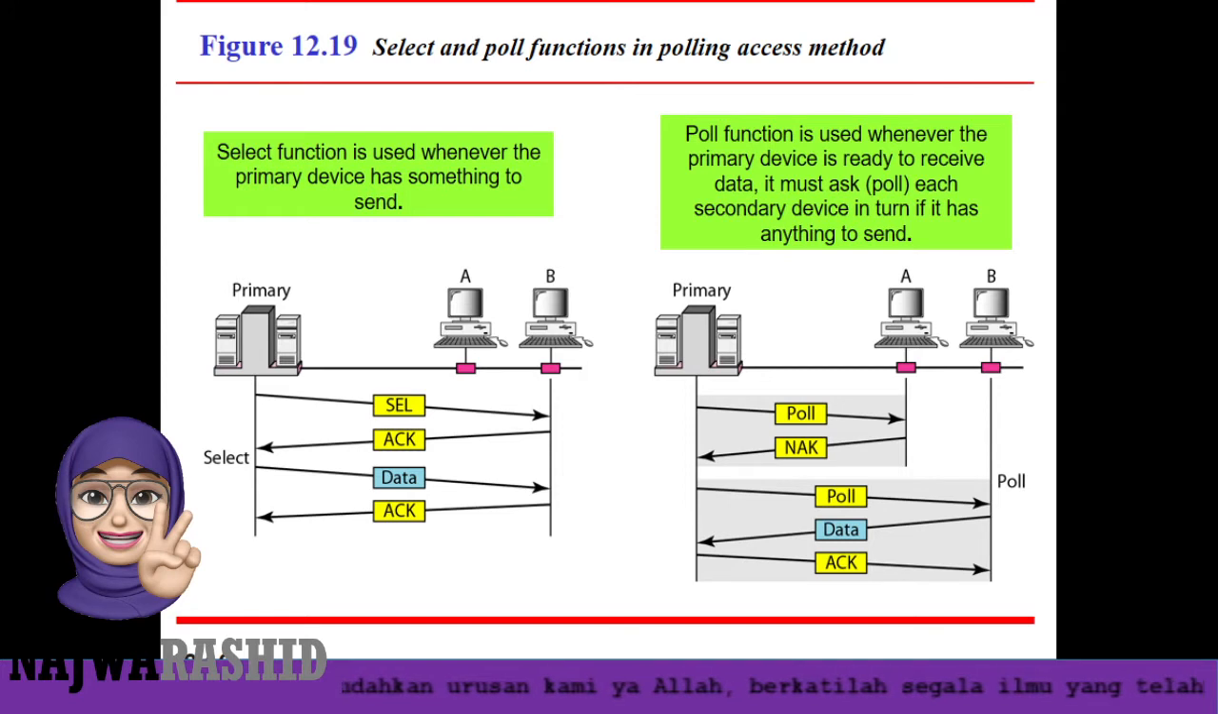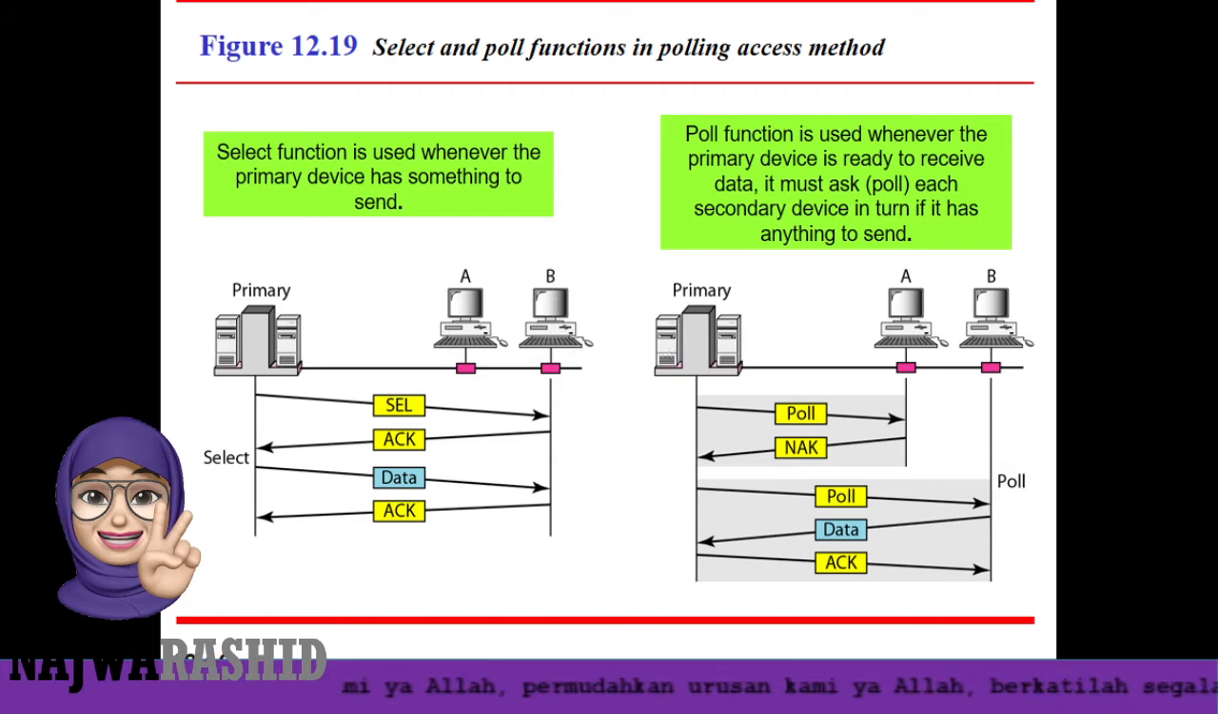Refer to this figure, we have the select and poll functions in the polling access method. This one refers to the select function, and this one refers to the poll function. The select function is used whenever the primary device has something to send. Let's say this is in the same network, where we have the primary device and the secondary devices. The primary device uses the select function when it has something that needs to be sent to any device.